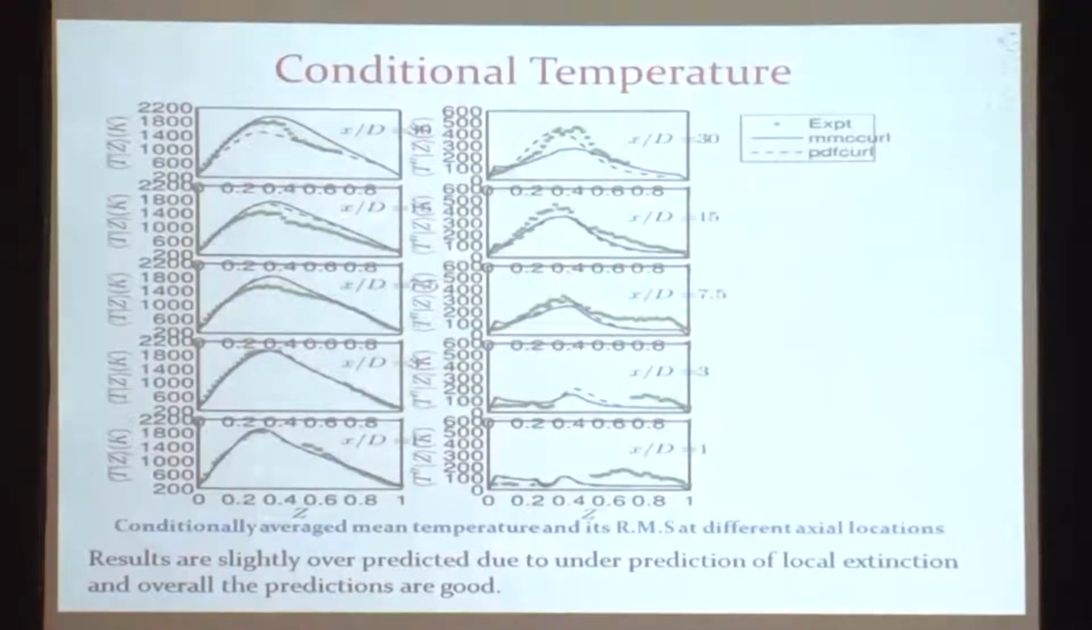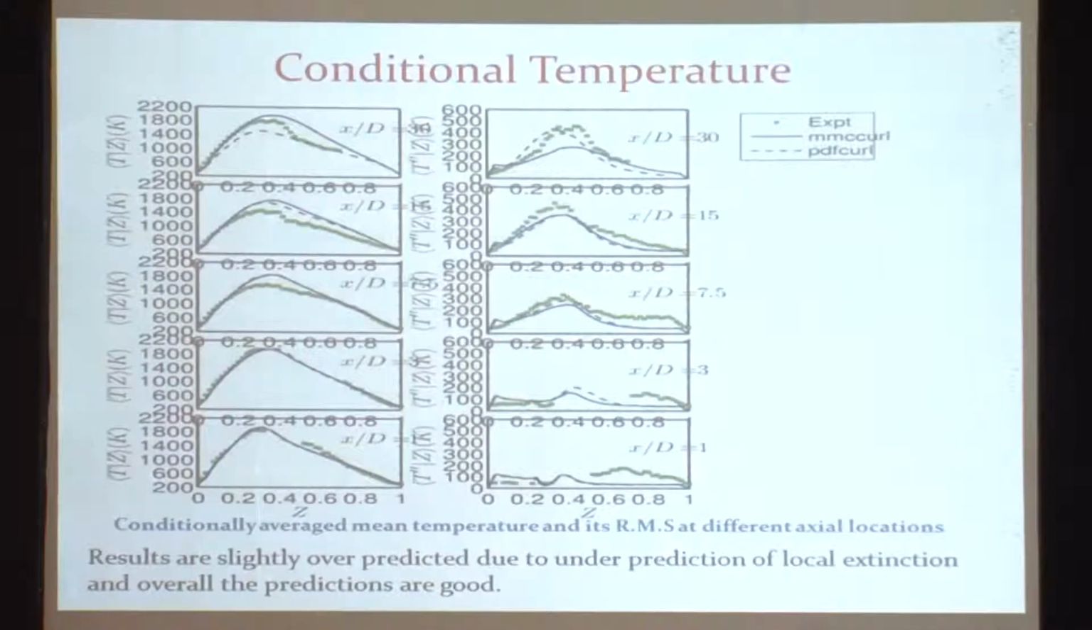So here are the conditional temperature profiles. We have extracted the conditional temperatures from our simulations, and both the conditional mean and the conditional RMS of temperature are shown here. MMC curl gives a better agreement because we have tuned the mixing constant here. This set of results is obtained using a constant of 0.35. So by tuning the mixing constant, we can actually predict better results. That is one of the important aspects. Whereas for the PDF curl, the agreement is not that good at some locations.